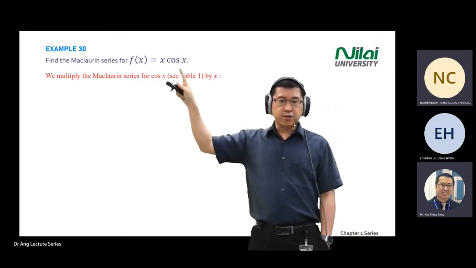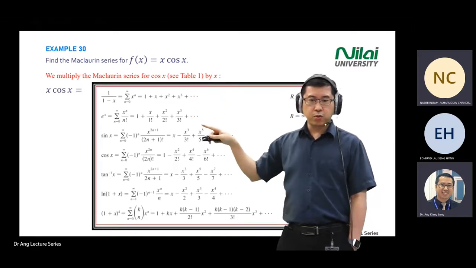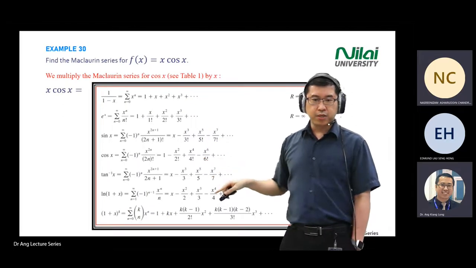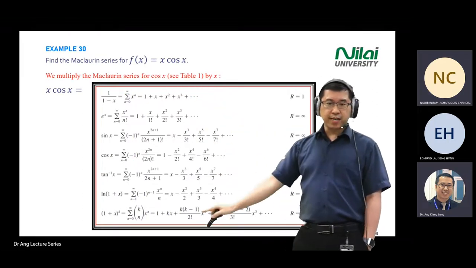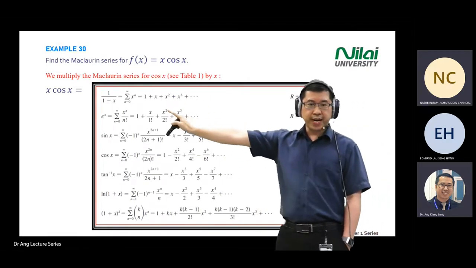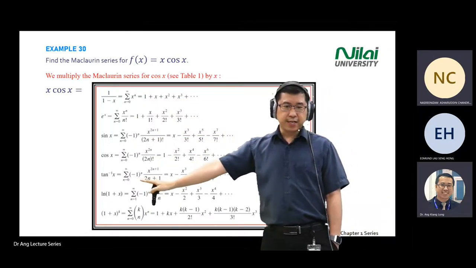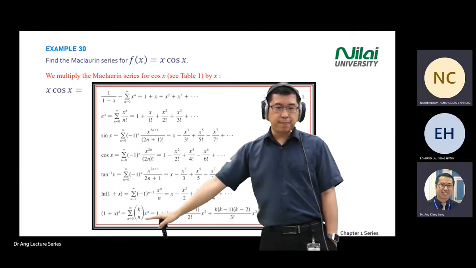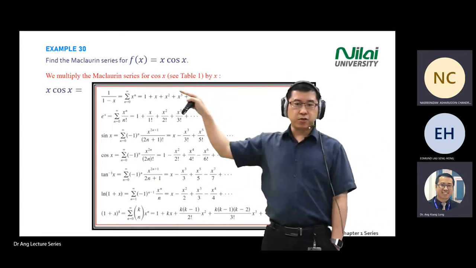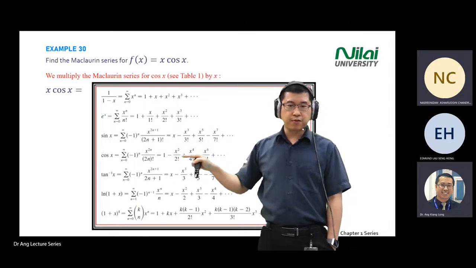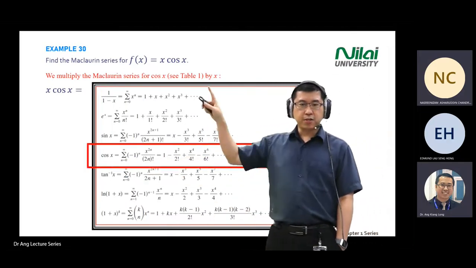The question gives you the function x cos x. You look at the table. Inside these 7 equations, you have 1 over x, e power x, sin x, cos x, tan inverse x, ln 1 plus x, and 1 plus x power k. You look at the question, you have cos x, so you choose the fourth equation because this table gives you the cos x answer. You choose cos x because the question asks you for cos x.